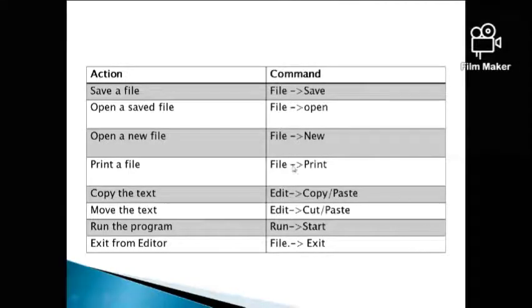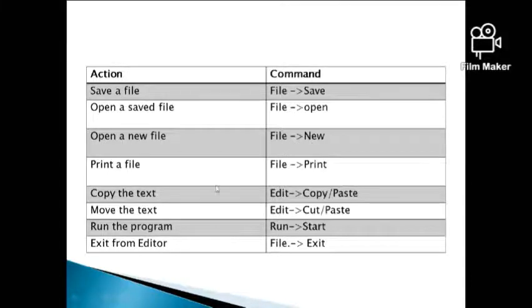To get a new file, we have to click on the File tab and choose the New option. To print a file, the Print option is available in the File tab. To copy the text, Copy and Paste, which is available in the Edit menu. To move the text, Edit menu, Cut and Paste option. Run the program means the execution of the program: Run, Start. To exit from the editor, in the File menu, the option is Exit.